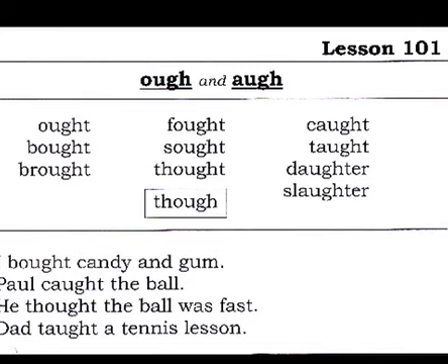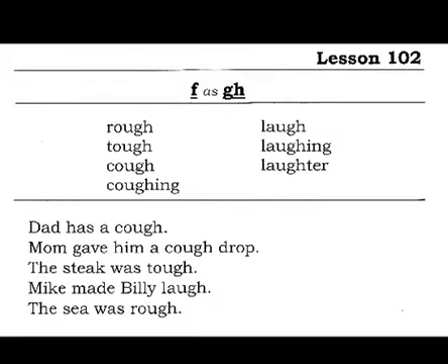In Lesson 102, we find out that the F sound can also be spelled GH, as in such words as rough, R-O-U-G-H, or cough, C-O-U-G-H, laugh, L-A-U-G-H, laughter, with the GH spelling. And we provide some sentences so that you will see those words in the context of sentences.